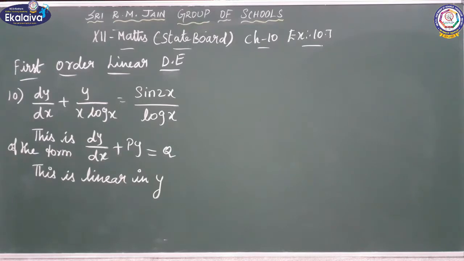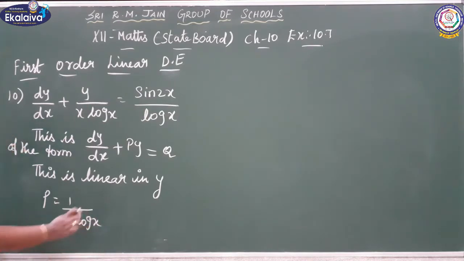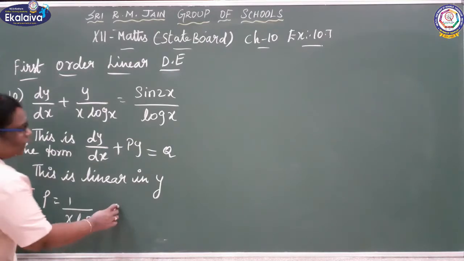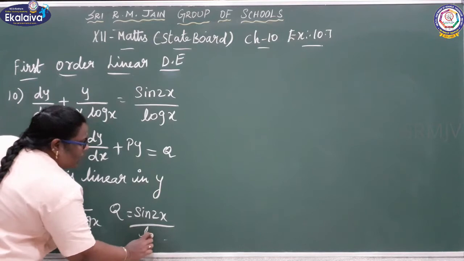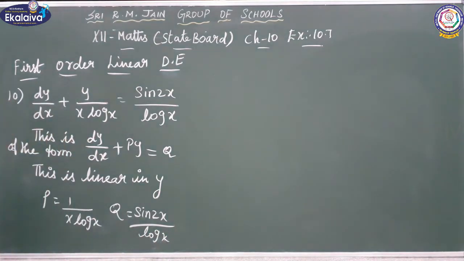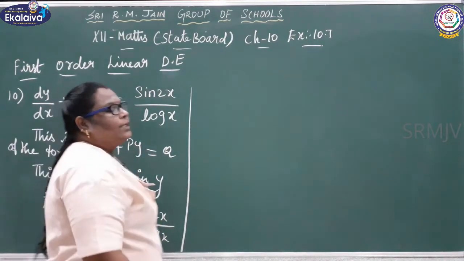Linear in y, what is the value of p? The coefficient of y is nothing but p. The coefficient of y is 1 by x log x. The value of q equals sin 2x by log x.